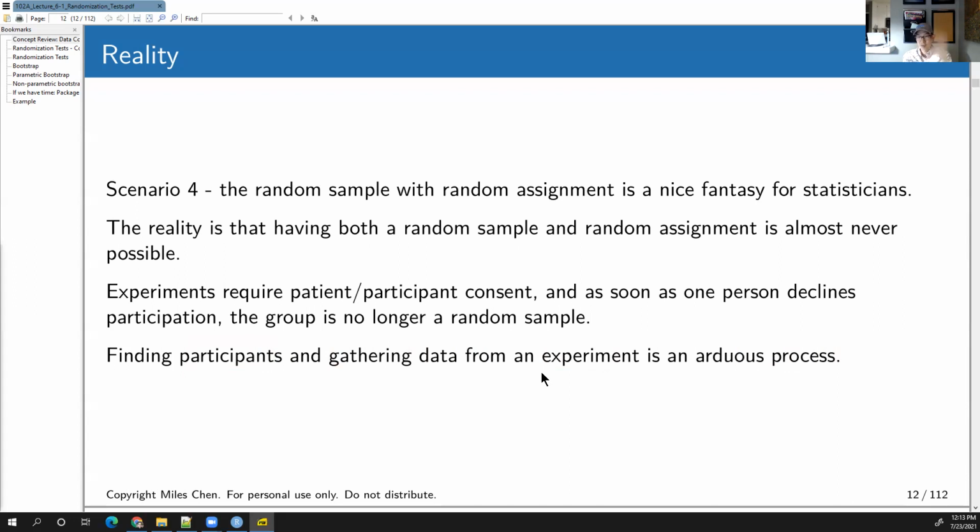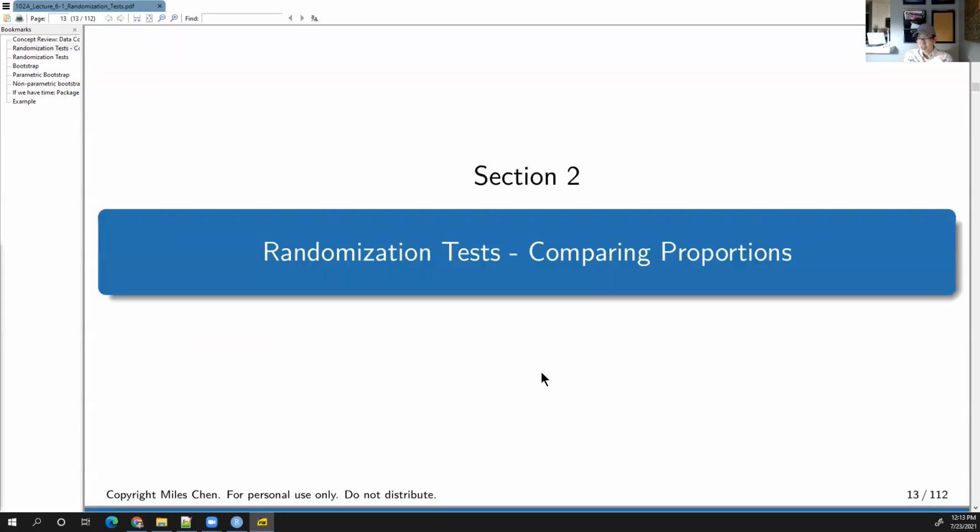You don't want to waste money and waste time gathering data that you don't need. Okay, so anyway, all of that to talk about randomization tests, okay, and bootstrap tests.